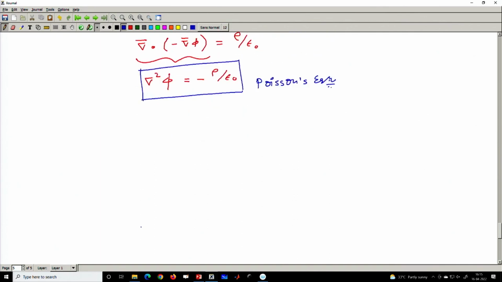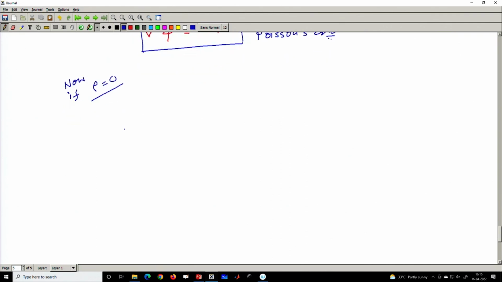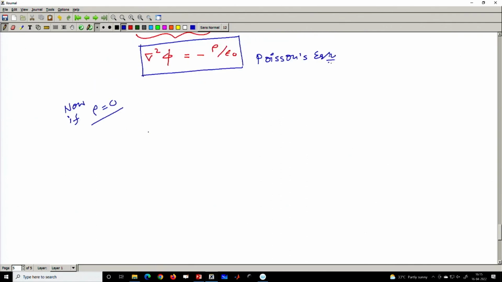Okay. Now, if rho is equal to 0, we are putting the condition that there is a region where the charge density vanishes, or there is no charge density, then this equation simplifies to this, and this is also a very important equation. So, in the region of 0 charge density, that is this region, this equation is called Laplace's equation.